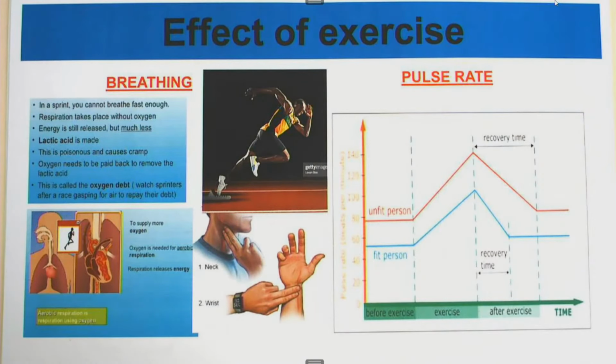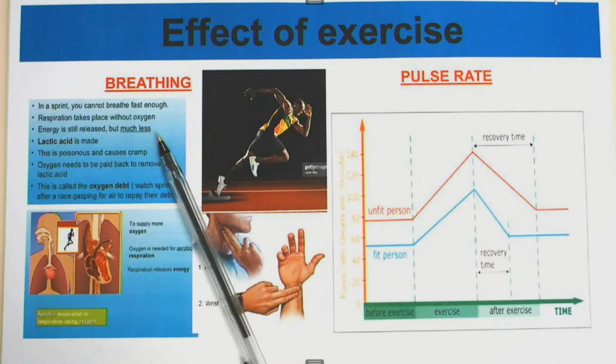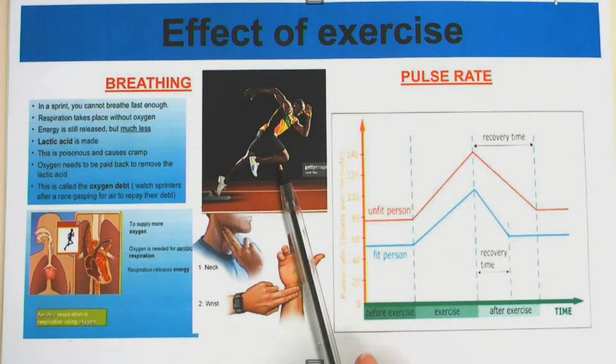He's very, very, very fast. And now with exercise and with breathing, what is happening now? Now let's look at this first section there, what they tell us. They say in a sprint, you cannot breathe fast enough. So respiration takes place without oxygen. That respiration that's taking place in your cell to give you energy. Remember, these guys need a lot of energy over a short period of time.